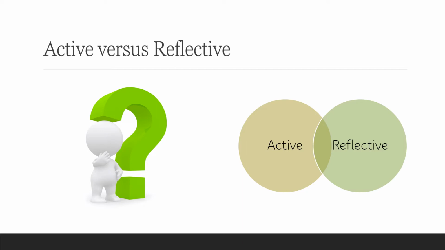If you always act before you reflect, as the active learner does, think of what you miss out on. Not only that, you may make some strange and odd errors. Now, if you were to spend too much time reflecting, what happens? Well, you become sedentary. You don't get anything done.